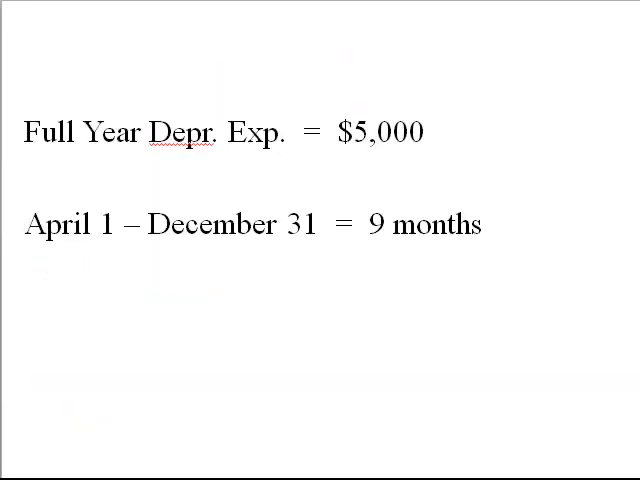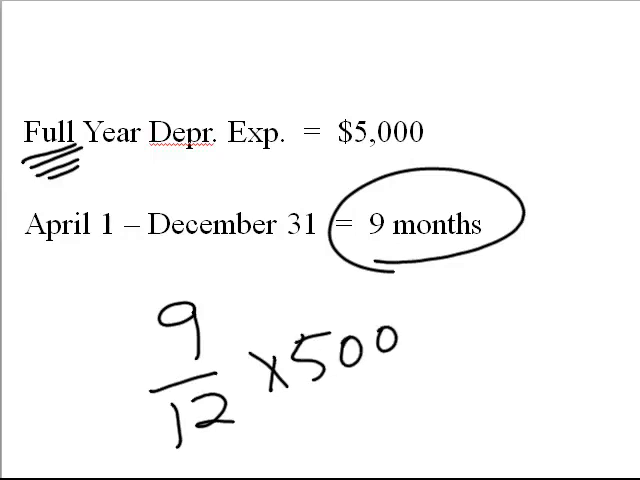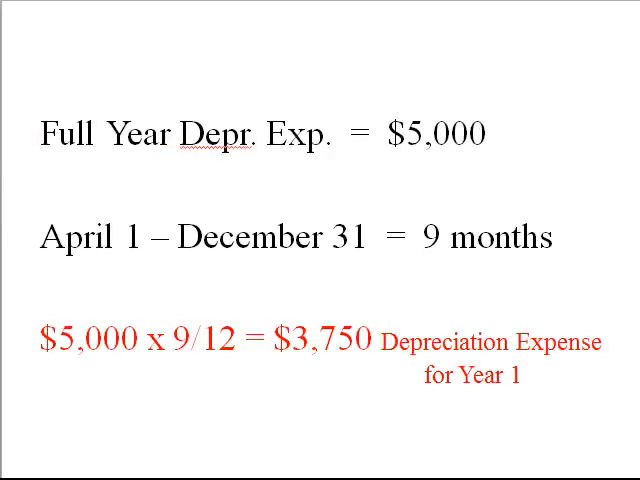If we've acquired it April 1st and used it through December 31st, our usage is 9 months. The $5,000 we calculated was for a full year, so we need to allocate that and take only 9/12 of the $5,000. That would result in $3,750.